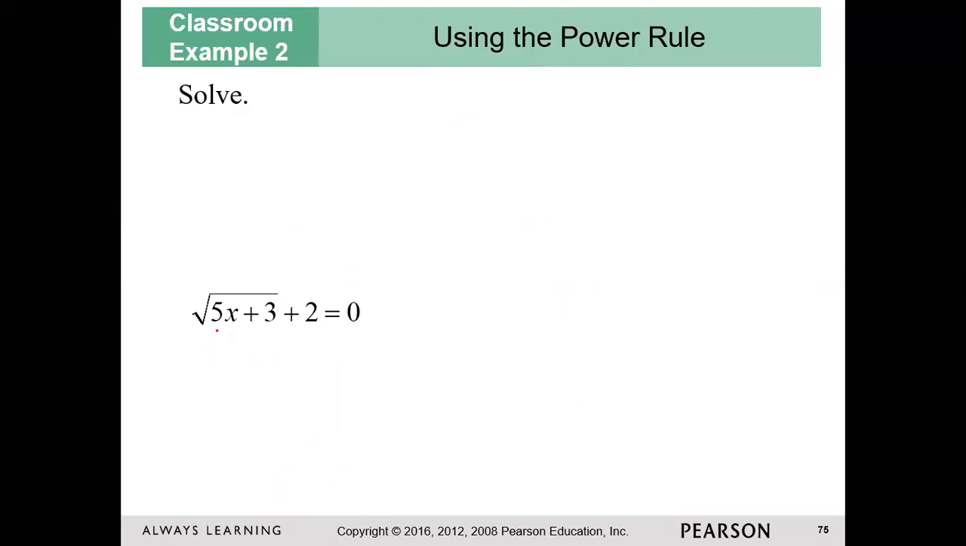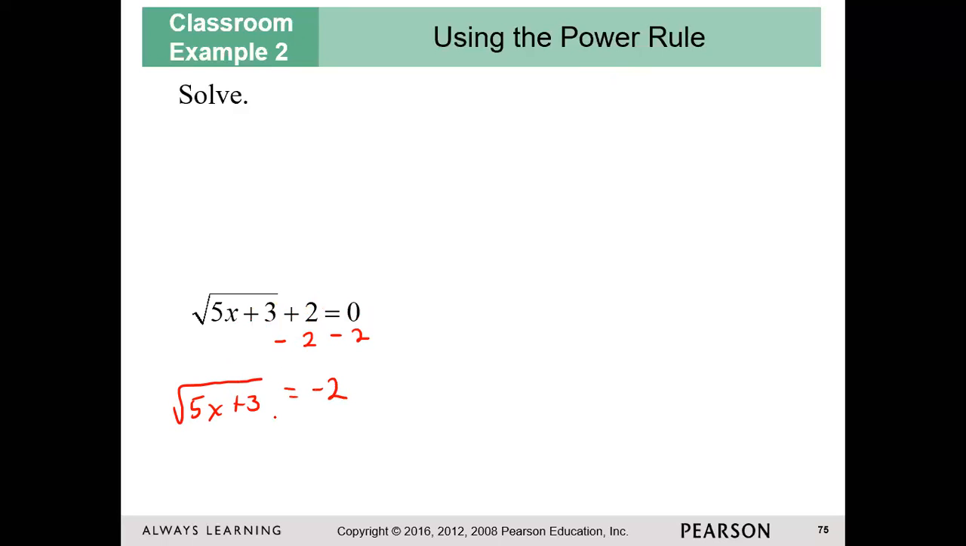All right, so let's take a look at this. So we've got the square root of 5x plus 3, plus 2 is equal to 0. So this is what I was talking about, where you need to make sure that you're not adding or subtracting anything to your radical. If you are, you need to move it to the other side of the equation. So when we do that, we get minus 2, which gives us the square root of 5x plus 3 is equal to negative 2.